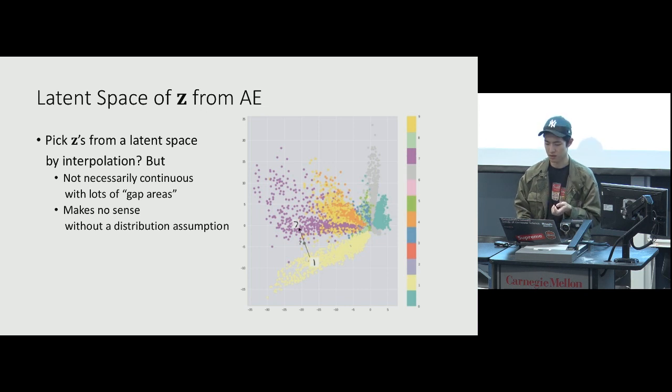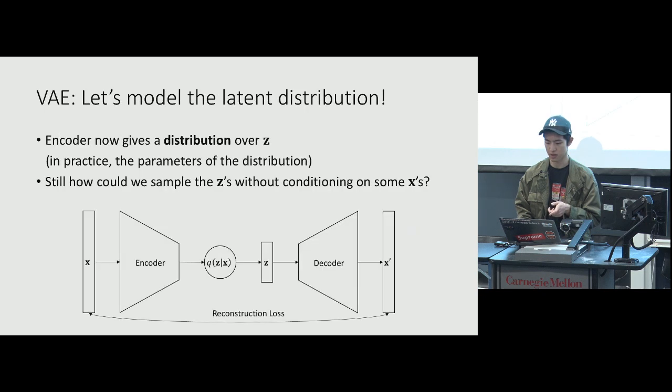So variational autoencoders improve this by modeling the latent distribution. In an autoencoder, we're modeling a deterministic sample, a deterministic latent representation. But in a VAE, essentially we model the latent distribution rather than a deterministic sample. So let's change the encoder so that it now gives a distribution over z. You can see x here, and we have a q of z given x out of the encoder. In practice, we just model the parameters of this distribution.